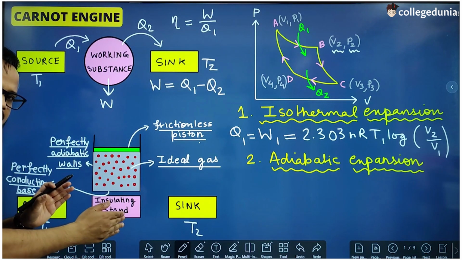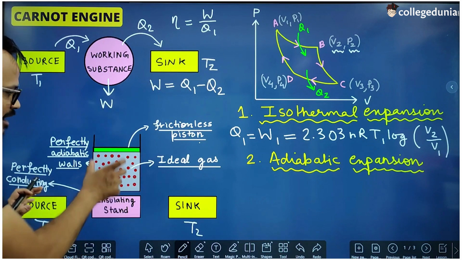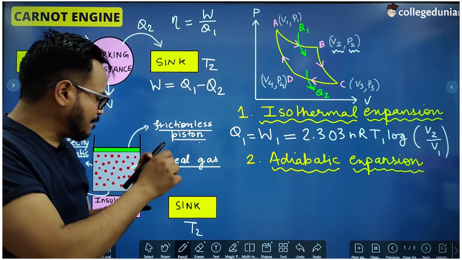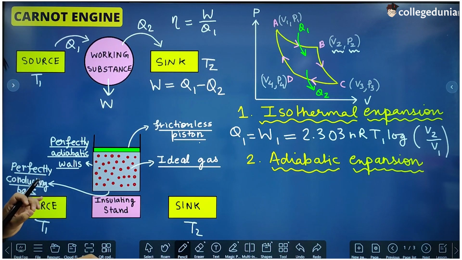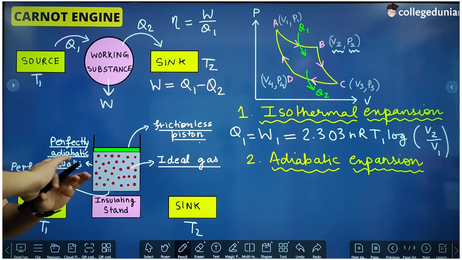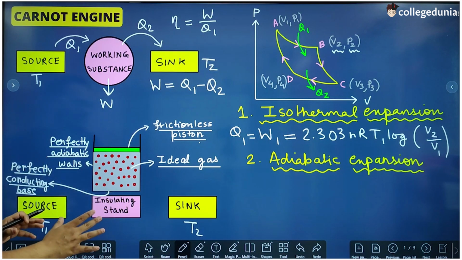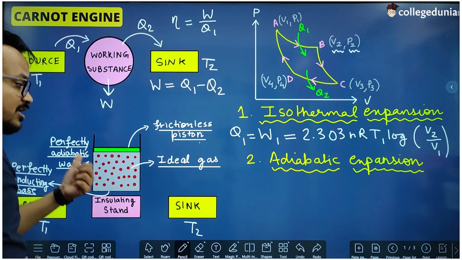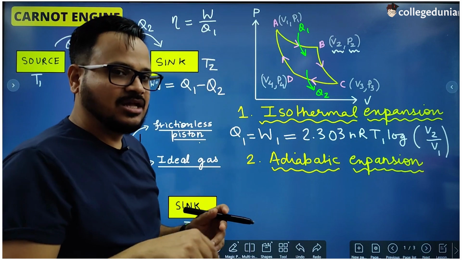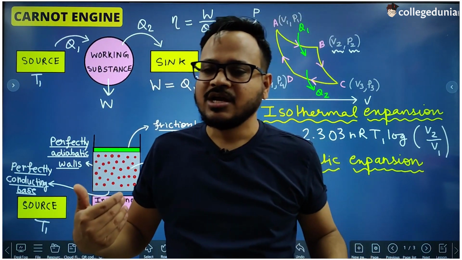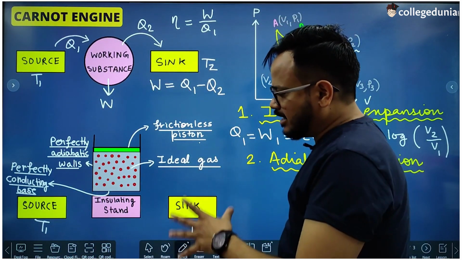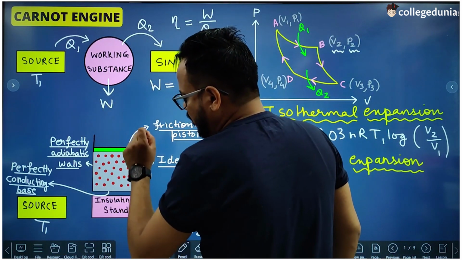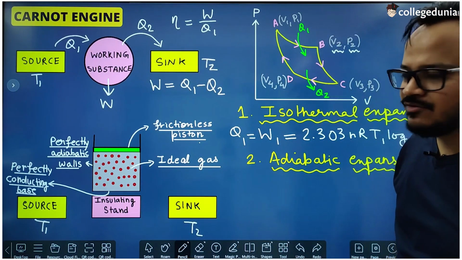Since the walls are adiabatic and the base was conducting, but after putting this cylinder on the insulating stand, even heat cannot go out through the base, right? So in this case, now there will be no exchange of heat. We will let the gas expand on its own. So in that case, work will be done by the gas. In the first case, the heat was extracted from outside, so that heat is doing the work. But in the second case, when this cylinder is on the insulating stand, no heat is going into the system or going out of the system.